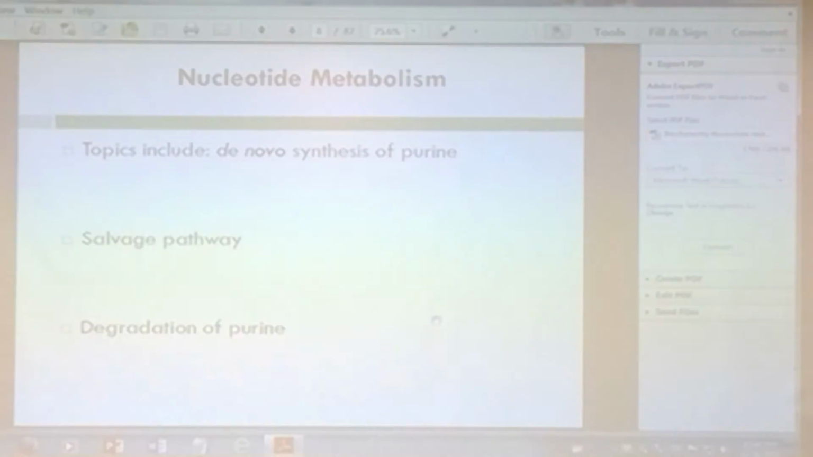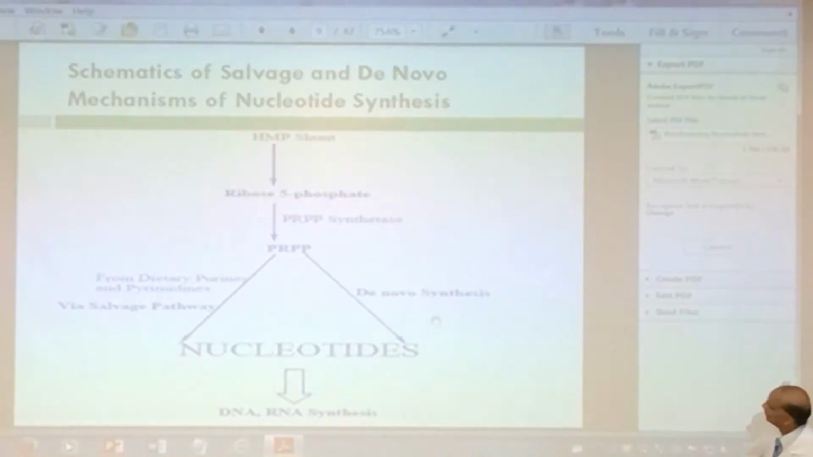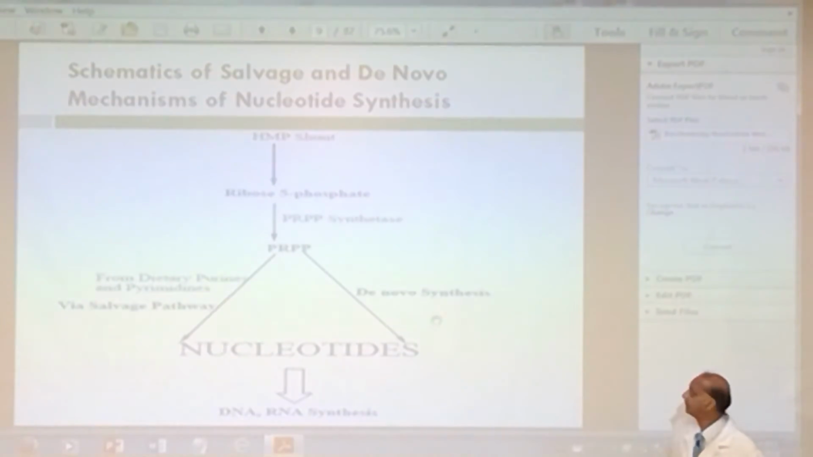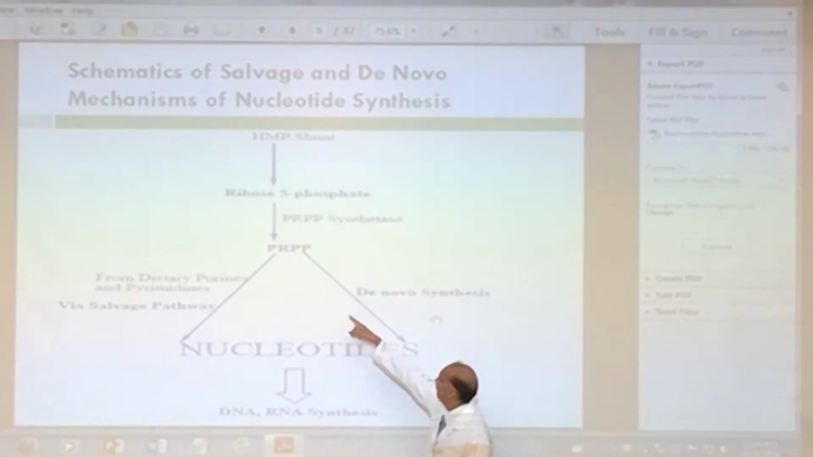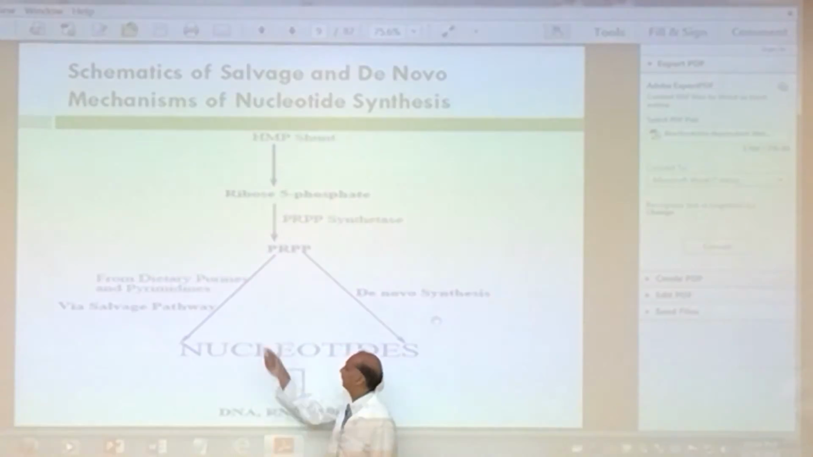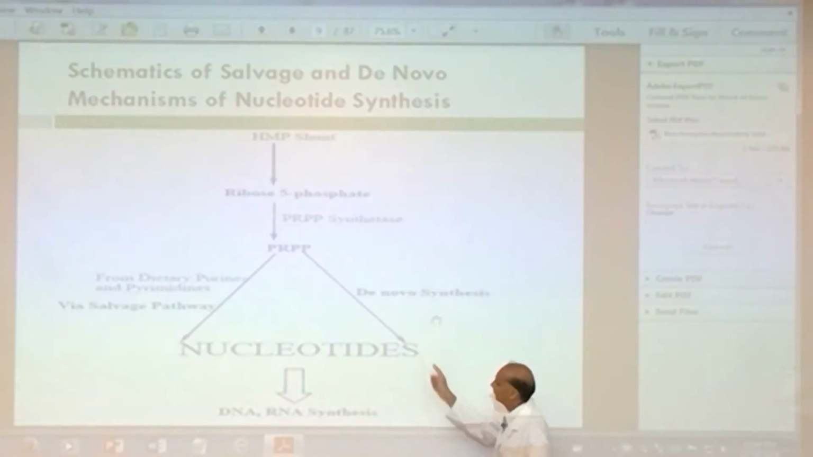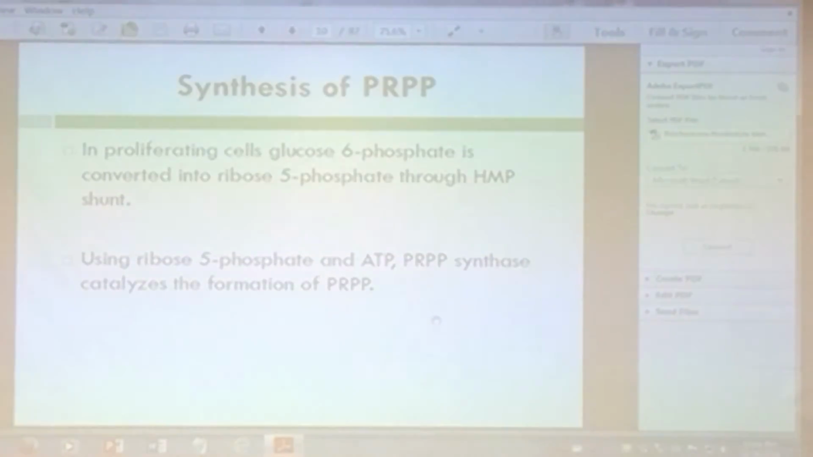And then the salvage pathway versus the degradation of purine. So if you have ribose 5-phosphate, that's the sugar phosphate that you need. You would make PRPP, and PRPP is the phosphoribosyl donor, and that's used in the salvage pathway as well as the de novo pathway. And then you can make nucleotides, and once you have the nucleotides, you can do RNA, DNA synthesis, right?